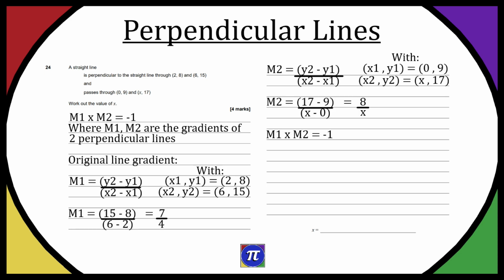We know that m1 times m2 is equal to -1, because if you multiply the gradients of two perpendicular lines, they equal -1. So subbing them in, 7 over 4 times 8 over x is equal to -1. Multiplying that out, 56 over 4x is equal to -1. Simplifying that down, we have 14 over x is equal to -1. That gives us 14 over -1 is equal to x, because you can swap those two, and 14 over -1 is just -14. So x is -14.